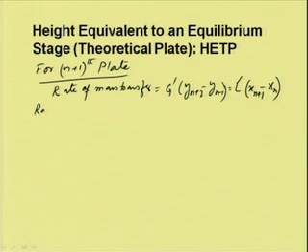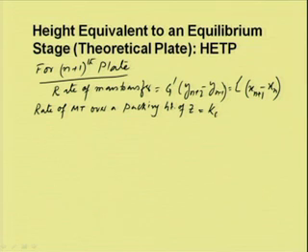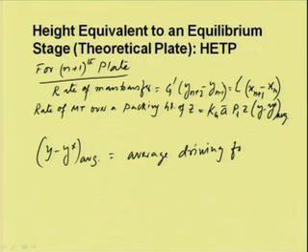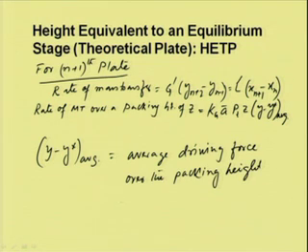and the rate of mass transfer over a packing height of Z would be equal to kg a bar pt Z into (y minus y star) average, where (y minus y star) average is the average driving force over the packing height of Z.